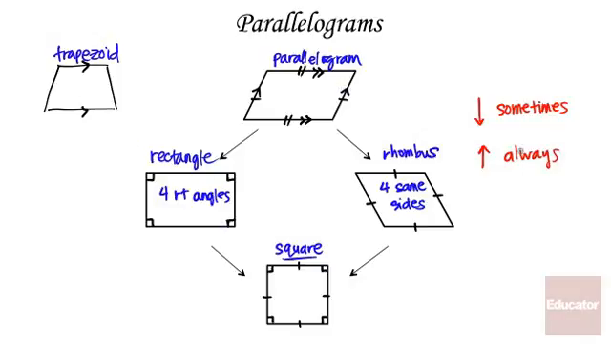Okay? So then, on the flow chart, if you go left or right, how about rectangle, rhombus? Are they ever going to be the same? No. So this is never. So again, when you're going downwards, it's sometimes.